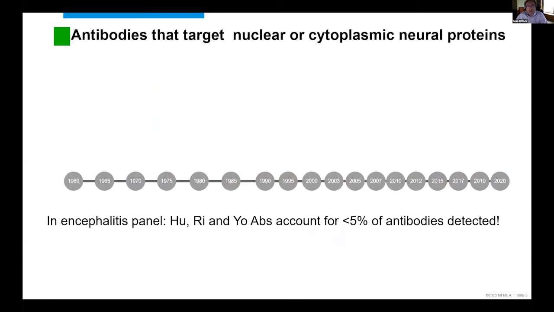So when we think about antibodies that target nuclear or cytoplasmic neural proteins, in simple terms, this means that the patient has antibodies in their blood or their spinal fluid that are actually targeting proteins that are inside the nerve cell or inside the astrocyte or inside the oligodendrocyte. And just to point out before we get started, if you do an encephalitis panel, the Hu, Ri, and Yo antibodies account for less than 5% of antibodies detected. So if you see a patient and you suspect that they might have a paraneoplastic neurological disorder, if you just order Hu, Ri, and Yo, you'll miss 95% of the cases.